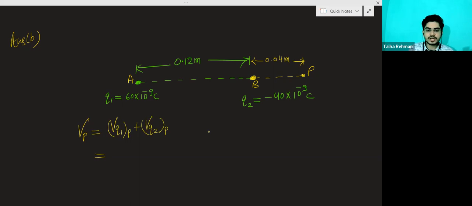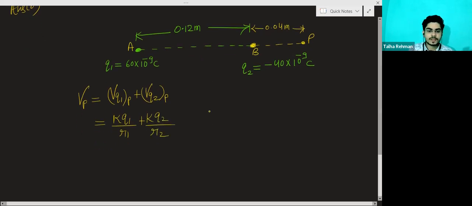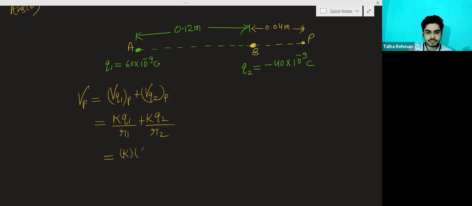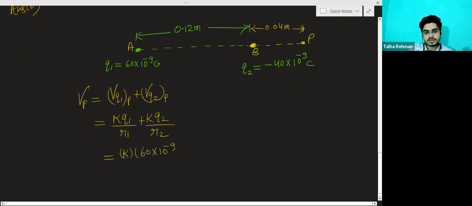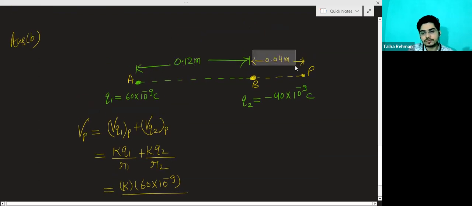Now apply the formula KQ by R. So it will be K this time Q1 by R1 plus KQ2 by R2. So what is K? K is K. Put the value of Q1. Q1 is 60 into 10 to the power minus 9. What is R1? R1 you will take AP. So means you will take 0.12 and 0.04. Means it will become 0.16.